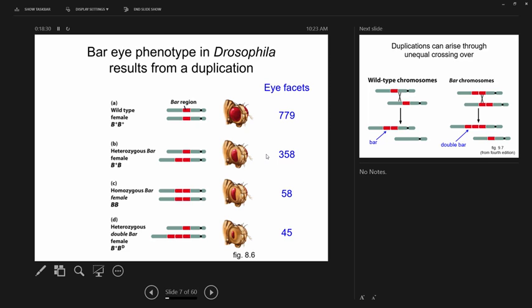If you are homozygous for bar, that means you have twice the amount. That's even more severe. If you have 4 copies of bar instead of the 2 you're supposed to have, you go from 780 eye facets to 58. That's more than a 10-fold reduction. That's pretty serious. And if you have an extra one here, well, actually, this is the same thing. So if you have double bar and then a regular chromosome, these are within, you know, statistical analysis. They're not significantly different.